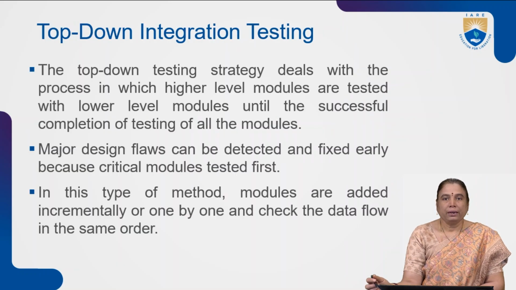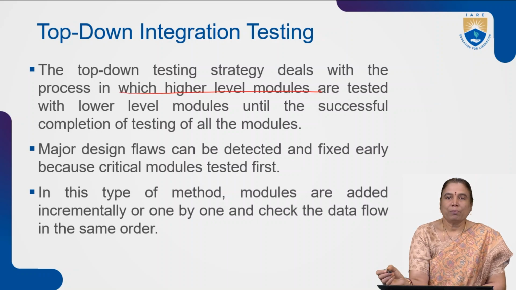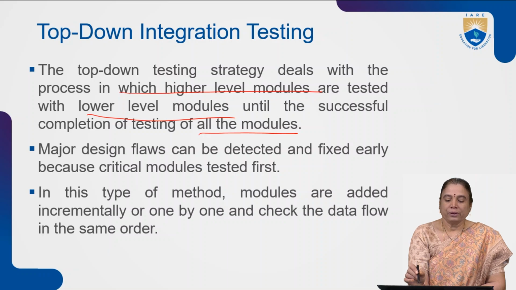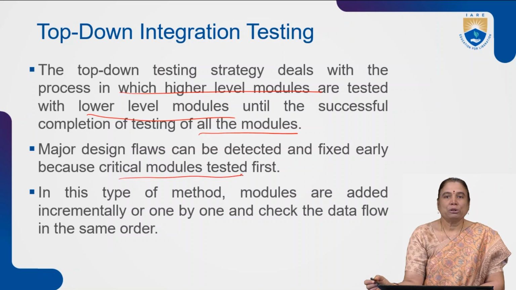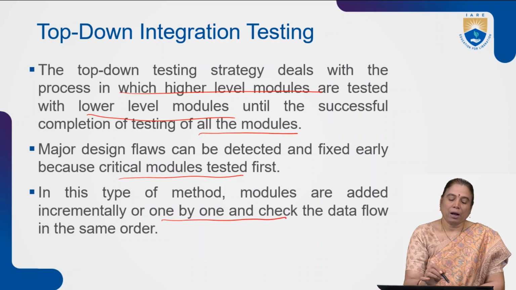There are two varieties of the incremental integration approach. One is top-down integration testing. In the top-down testing strategy, the higher level modules are tested with lower level modules until all modules are successfully completed. Major design flaws can be detected and fixed early because the critical modules are tested first. In this method, modules are added incrementally one by one and the data flow is checked in the same order.